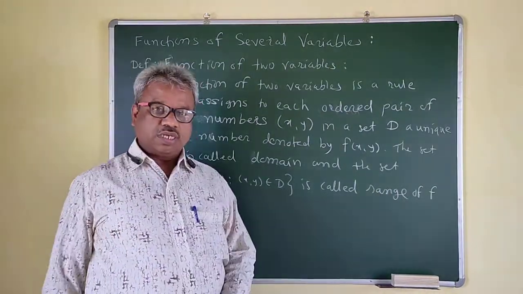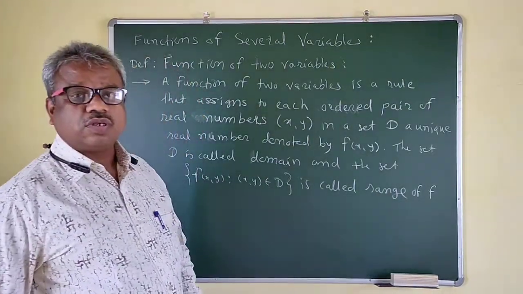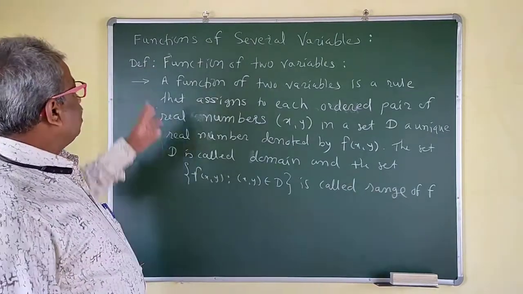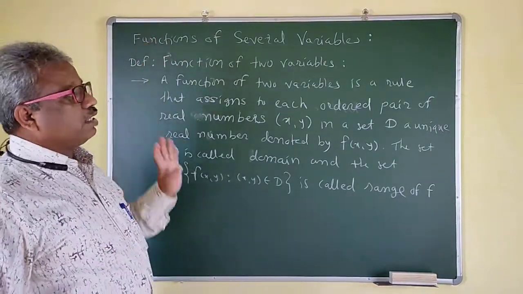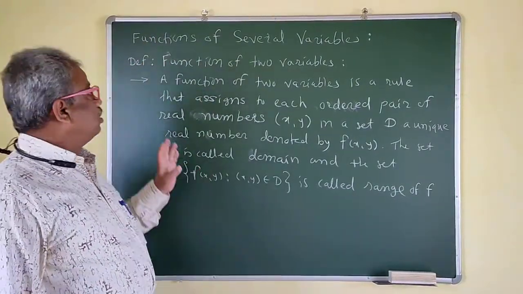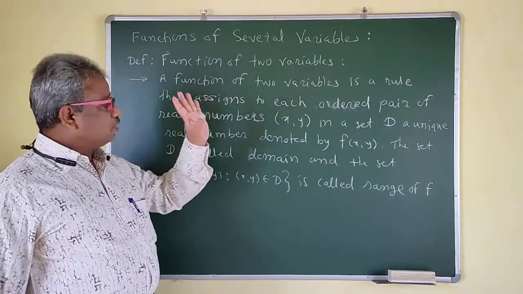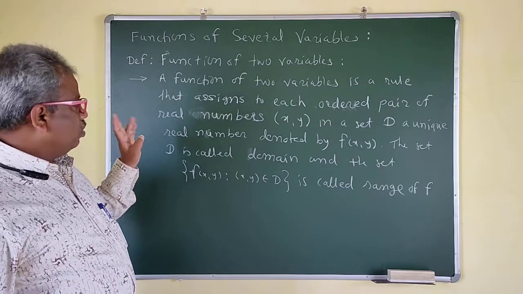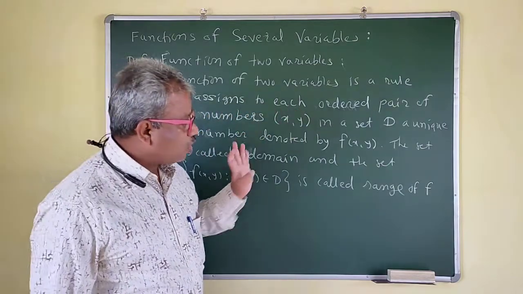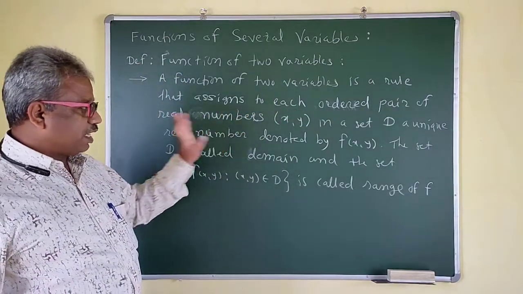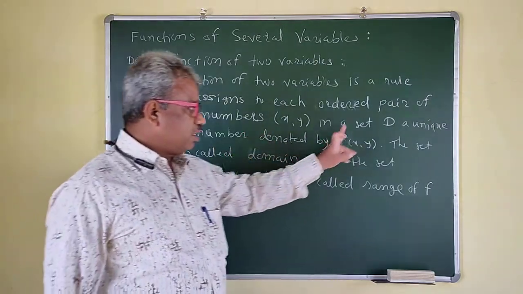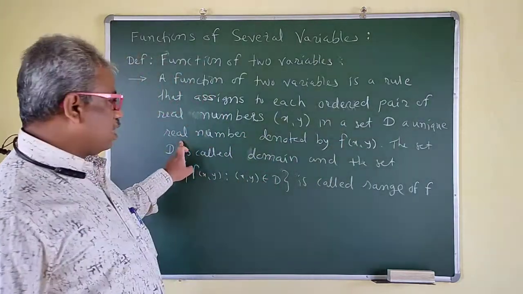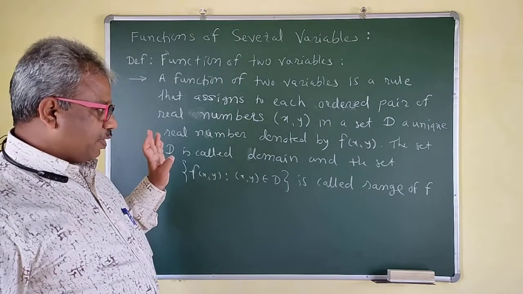So today we discuss the calculus of several variables, and we start with the first chapter, that is the function of several variables. So, function of two variables. First we will see the function of two variables. A function of two variables is a rule that assigns to each ordered pair of real numbers (x, y) in a set D a unique real number denoted by f(x, y).